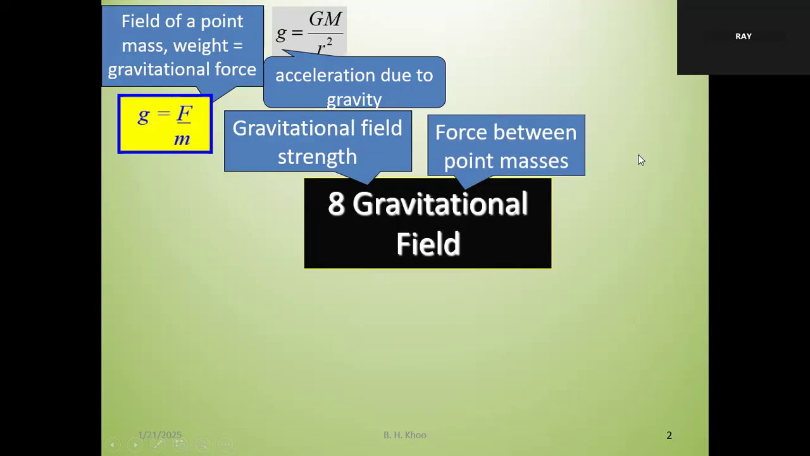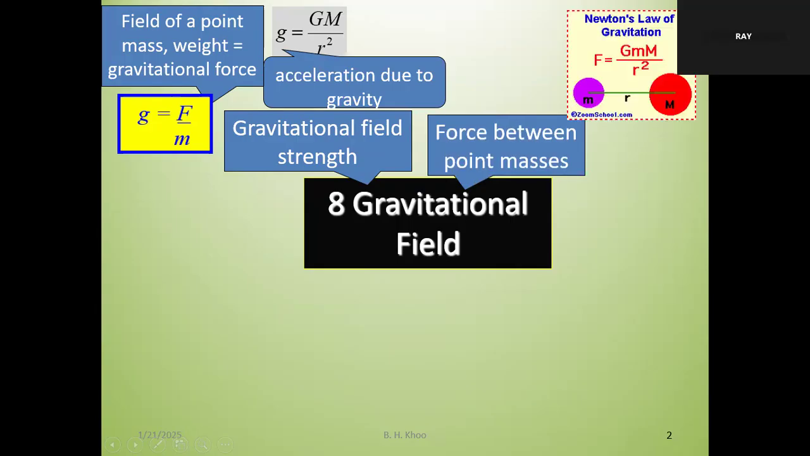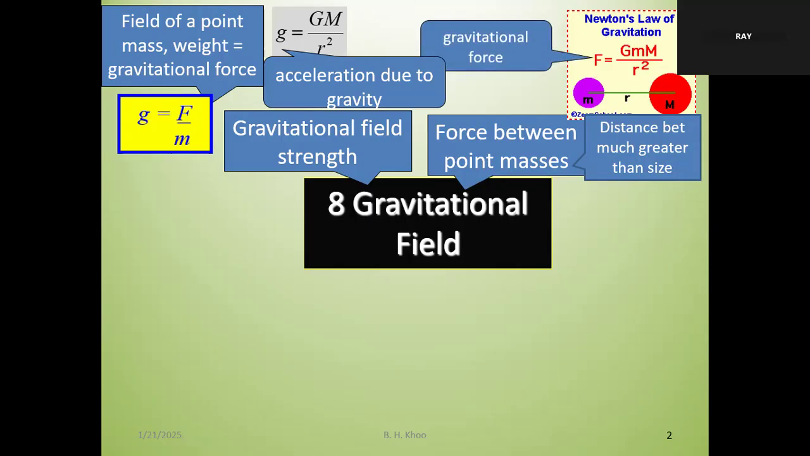Force between point masses, Newton's law of universal gravitation. As I say, draw your own mind map to summarize what you have learned. Then you can memorize it, review it. We call it a point mass when the distance between the two masses is greater than their size. F is the gravitational force.